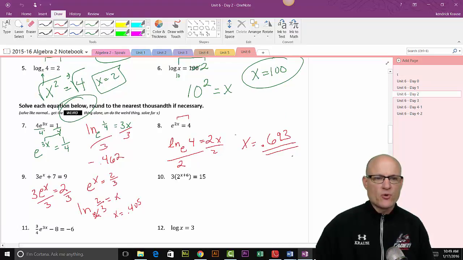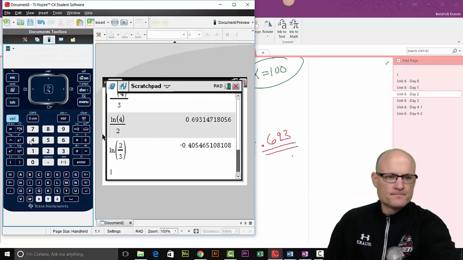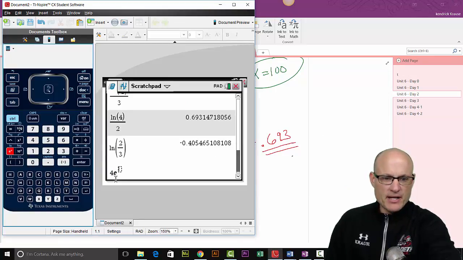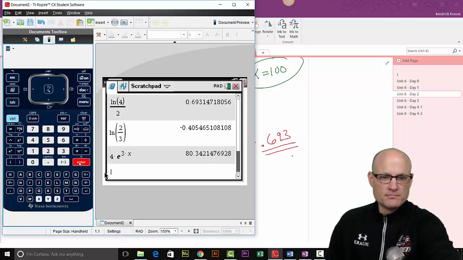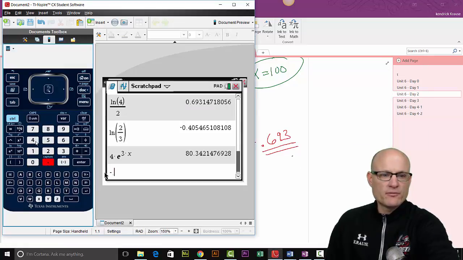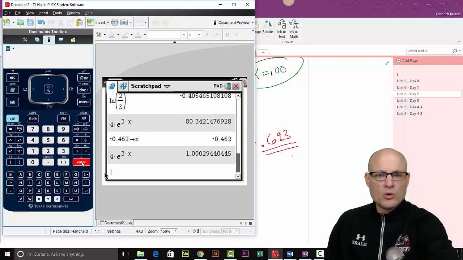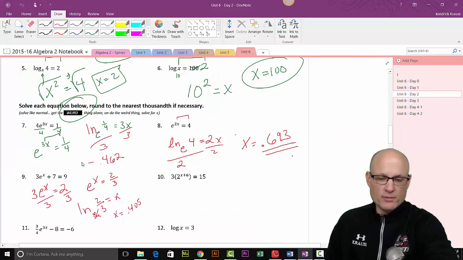So like in this particular case, 4e to the 3x. Now, I should probably put a times in there. Oops, I forgot to say what x was. What is x? Negative 0.462. So negative 0.462, stow it into x. Now remember, it's going to be a little bit off because I rounded. 1.02, and we had 1.000, right? So that's pretty close.